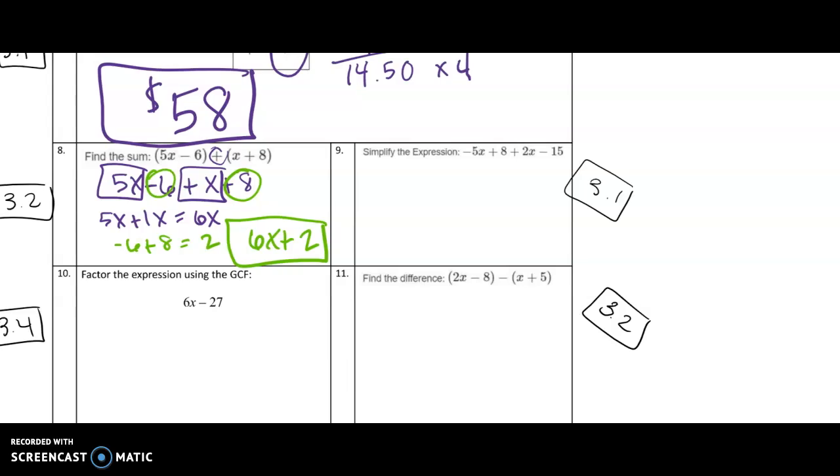For number 9, we have to just box and circle. There's not a whole lot that they're asking us to do here. So we have negative 5x plus 2x. Those are different signs. We subtract, we get 3x, and that'll be negative. And then we have 8 plus negative 15. Those are different signs, so we subtract and we get negative 7. So our answer is negative 3x minus 7.